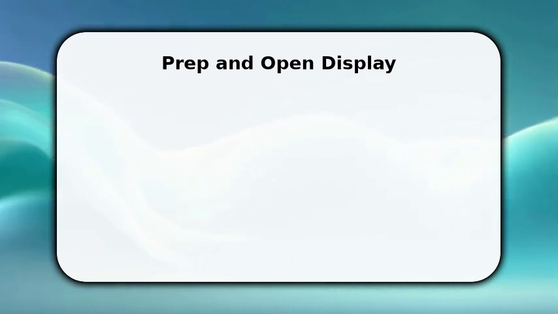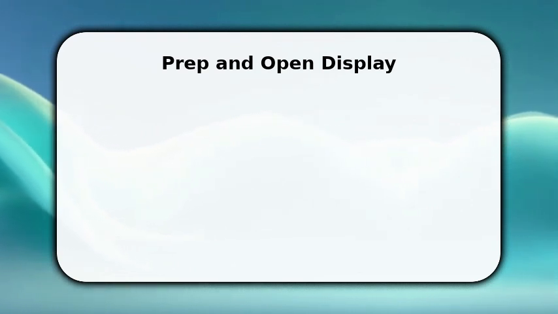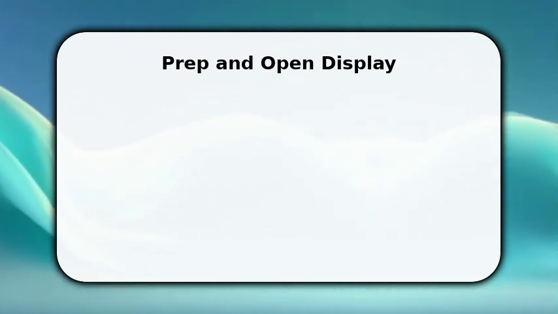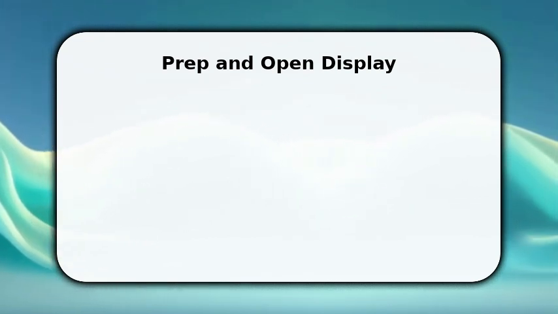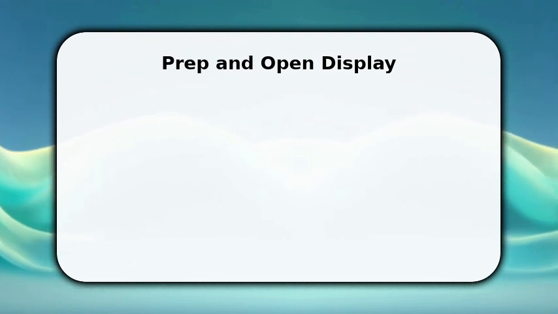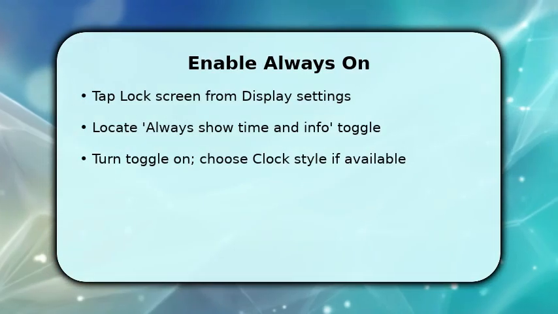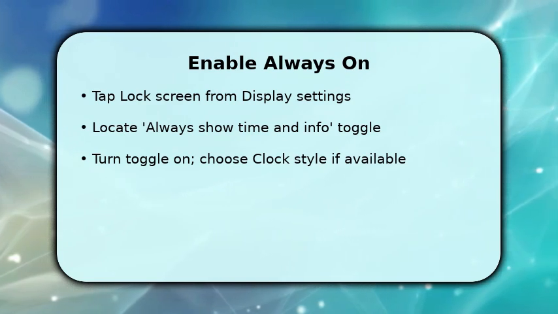This step moves you directly into the menu that controls screen behavior, so don't navigate elsewhere. Staying in display saves time. Now that you're in display, prepare to locate Lock Screen Settings for the Always on Display toggle. Now tap Lock Screen under Display. This is where Always on Display resides.